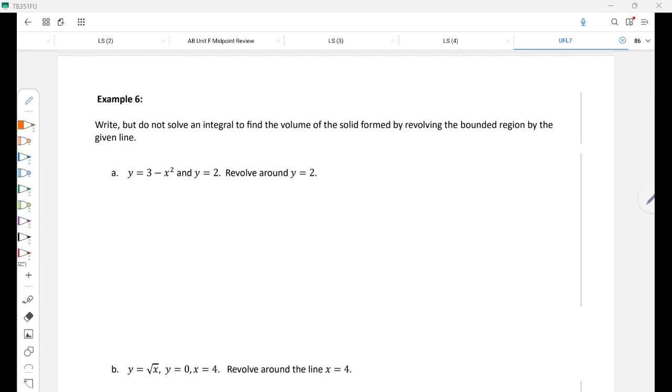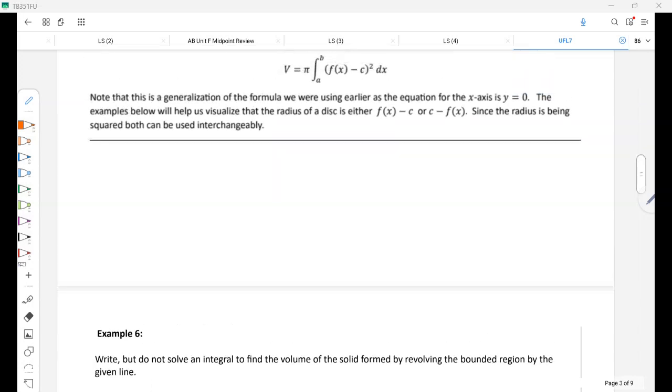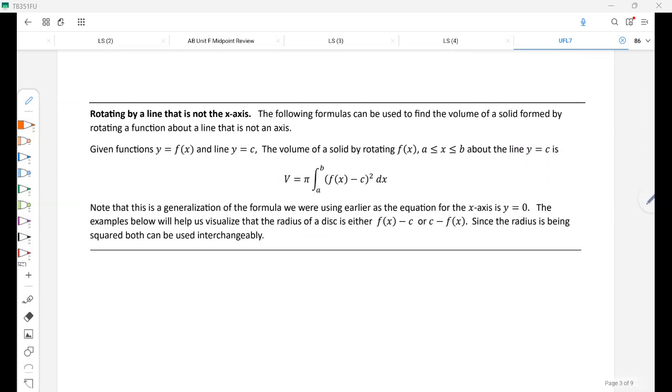The difference in these problems is you're going to be bound by a curve and a horizontal or vertical line, and then you're going to revolve around that horizontal or vertical line. So basically, we're taking the problems from yesterday and we're just shifting them somewhere else in space. We do have a formula for that. I'll go back up. This is where that formula is.